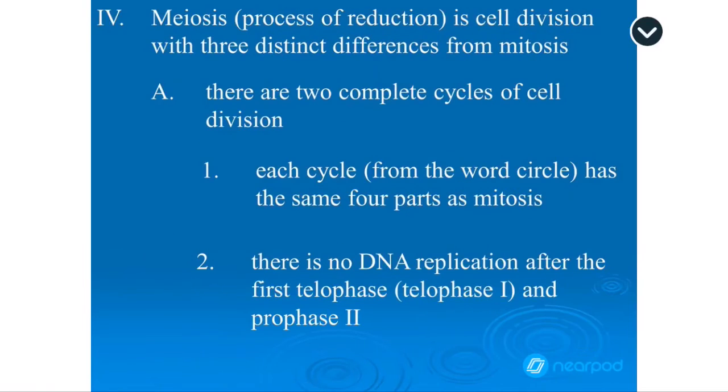So we're going to switch gears entirely and talk about cell division again. Meiosis, which literally means the process of reduction, is a cell division that is for making babies. It has 3 distinct differences from mitosis, so hopefully you remember mitosis from a couple weeks ago. There are 2 complete cycles: prophase, metaphase, anaphase, telophase, prophase, metaphase, anaphase, telophase, twice. And so there's no DNA replication in the middle because meiosis is a process of reduction.